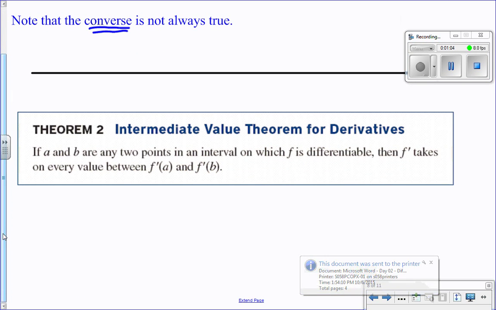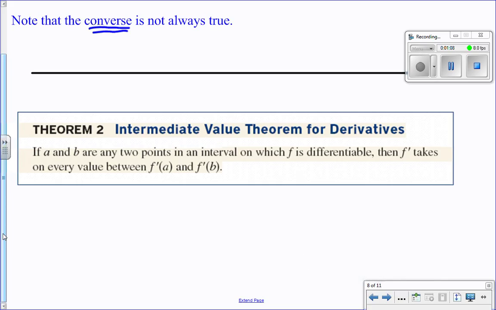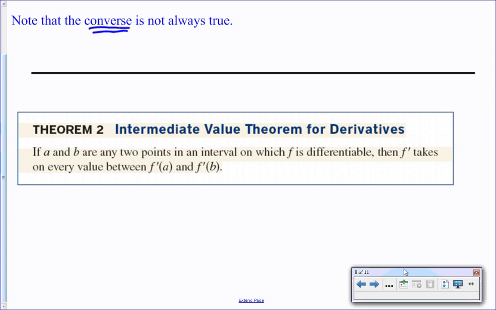These are funky, but we'll do some work and hopefully it becomes more clear. If A and B are any 2 points on the interval for which f is differentiable, then f prime takes on every value between f prime A and f prime B. Sounds weird, doesn't it?